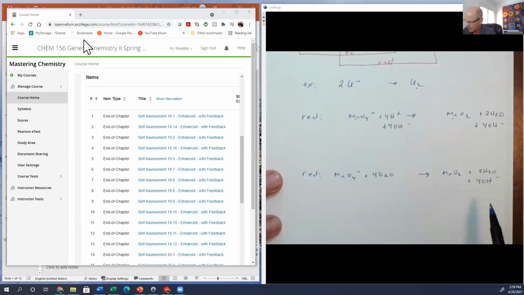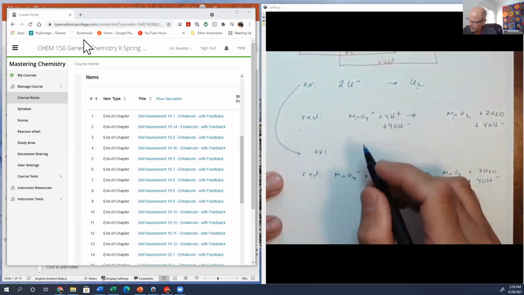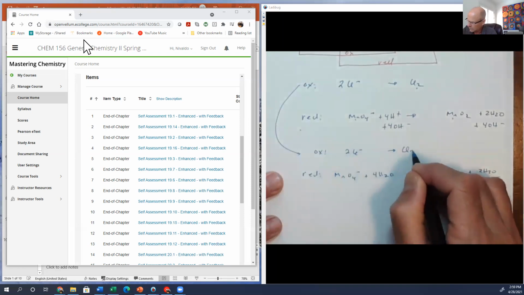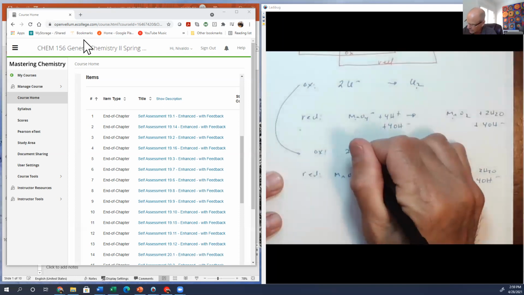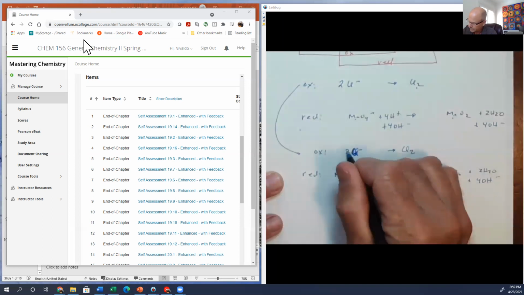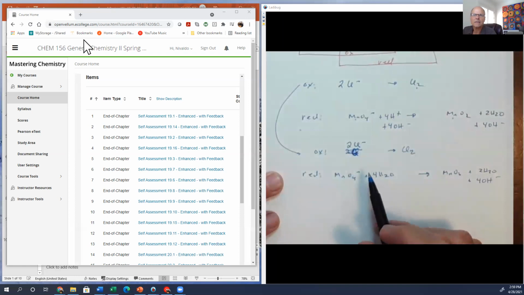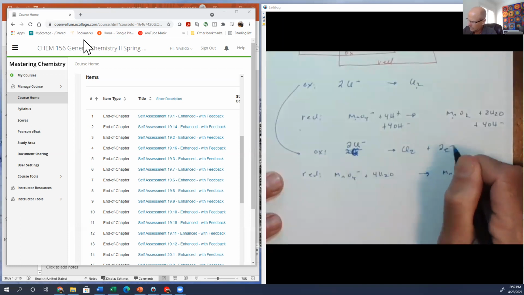So now I've neutralized the H+. The next step is to balance the charge. I'm going to go ahead and bring the oxidation reaction down here so that they're close together again. 2 Cl minus goes to Cl2. Then you got to balance the charge by adding electrons, right? So you got 2 minus on this side, so I need 2 electrons on that side, right?